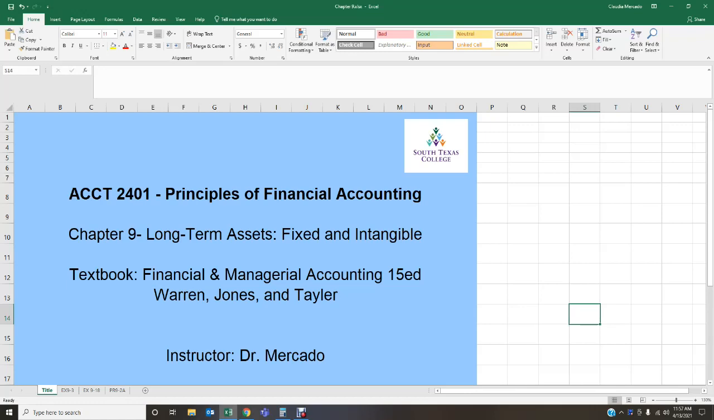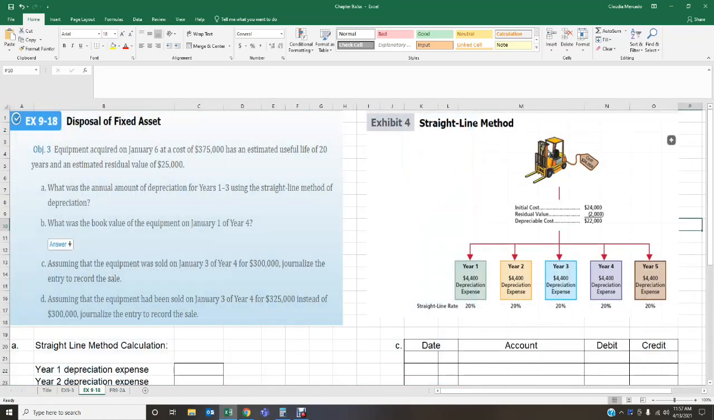We are continuing with the content over Chapter 9 dealing with long-term assets, fixed and intangible. In this presentation, I am going to be covering exercise 9-18, which deals with a disposal of a fixed asset. By now, you should have already read the chapter and be familiar with the content.